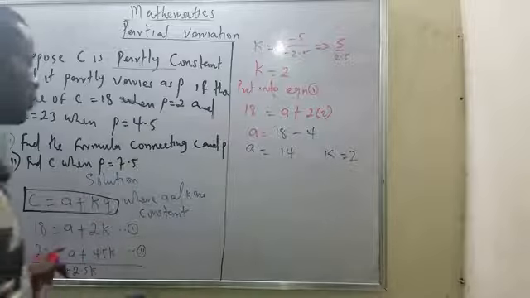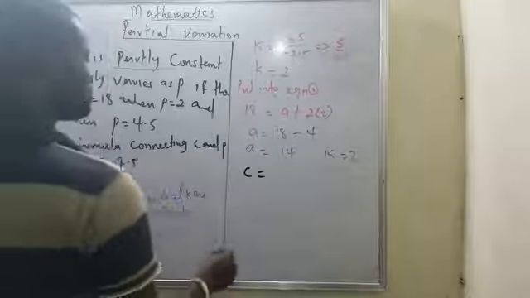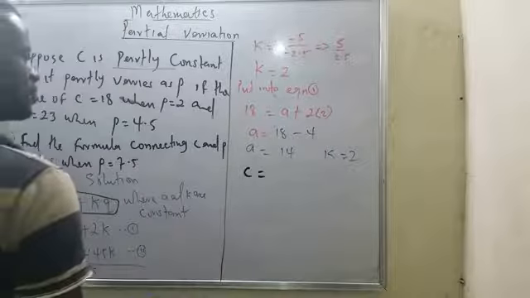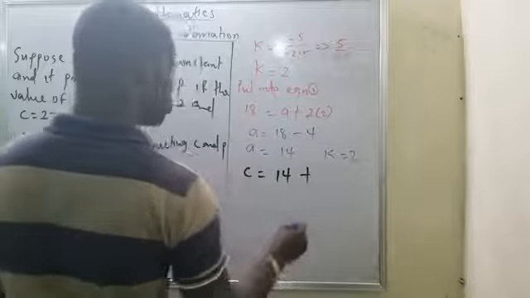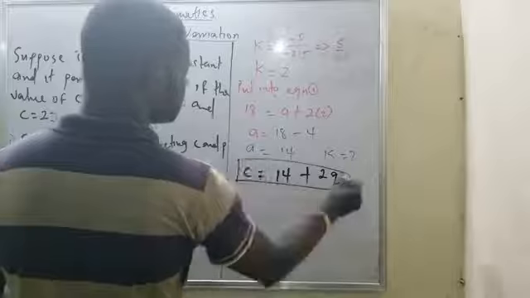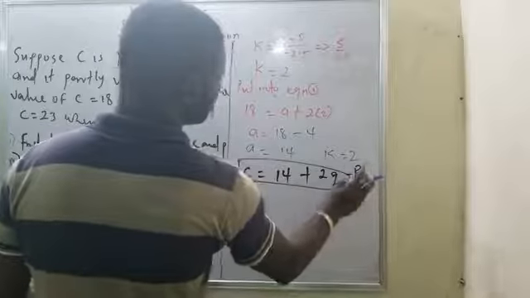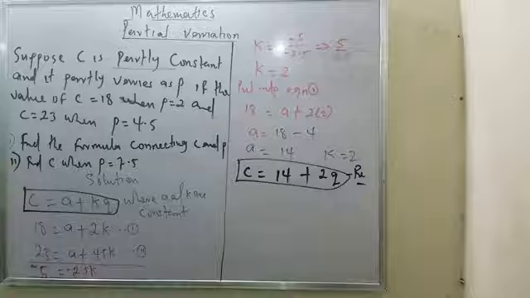It means the relationship will be C equals to, what is my A? My A is 14 plus 2Q. This is the relationship. Now, since I know my relationship, I can now move on.